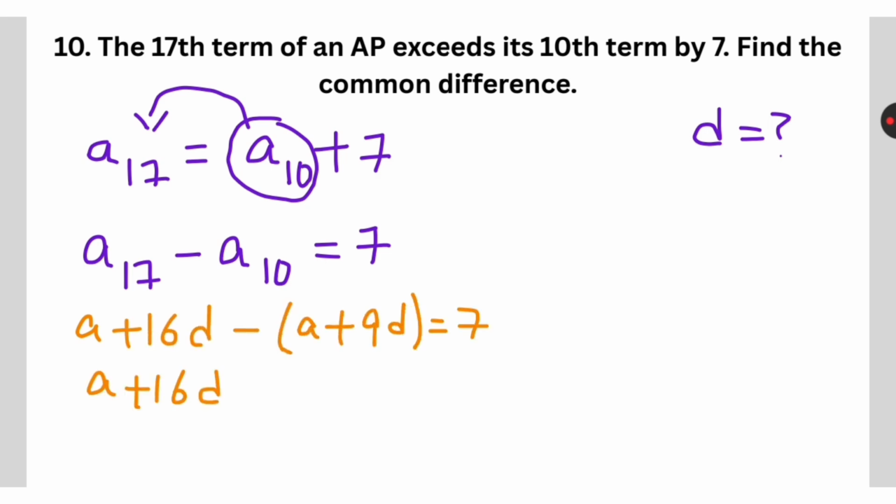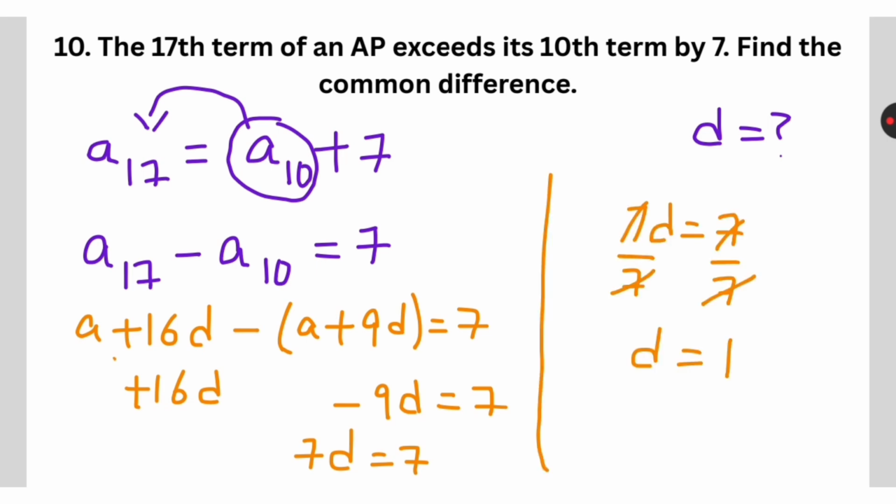If you open the bracket, minus term a, which is minus a, minus into plus minus, then we have 9d, that is equal to 7. Here plus a minus a gets cancelled, so we are left with only 16d minus 9d, which gives 7d, that is equal to 7. So finally the common difference is 1.